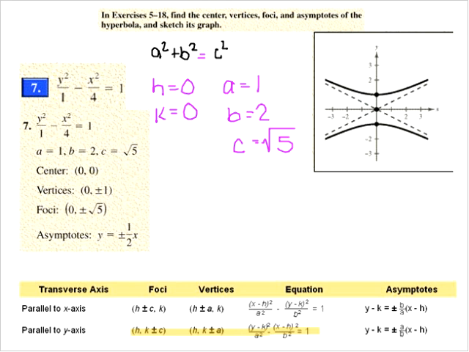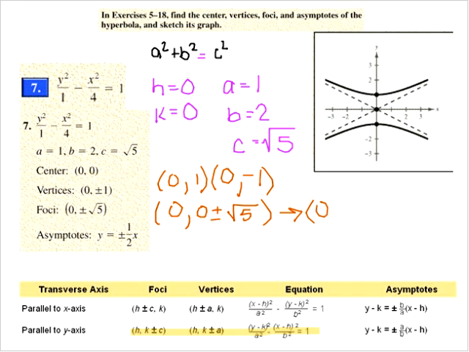To find my vertices, I have h, which is 0, and I have k plus or minus a. So let's start with k plus a. 0 plus 1 is 1, or 0 minus 1 is negative 1. For my foci, I'm keeping h, and then I'm taking k and adding and subtracting c, which is the square root of 5. So technically, my foci are 0, the square root of 5, and 0, negative square root of 5.